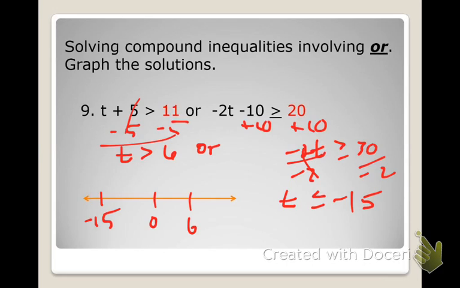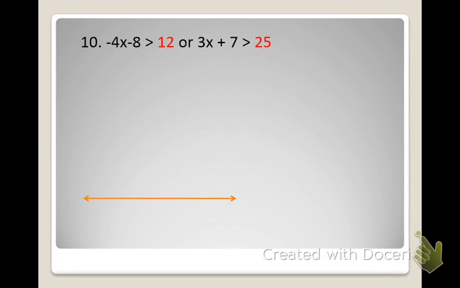T is greater than 6 means we want an open circle on 6. And we want all real numbers greater than 6. We're going to go this way. T is less than or equal to -15. Closed circle, this way. And there are your oars on a boat. Okay? Any major issues there? We got a couple of practice.